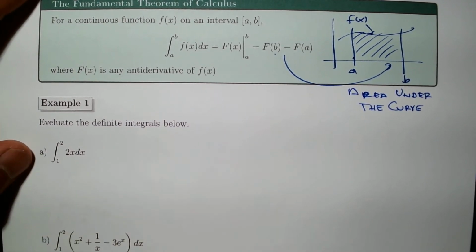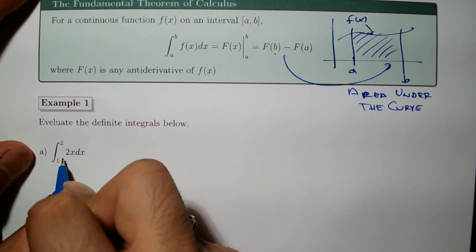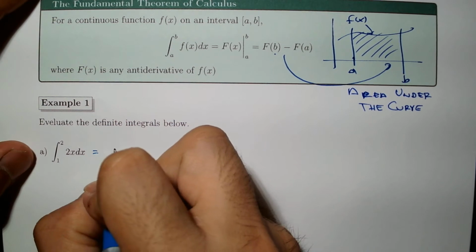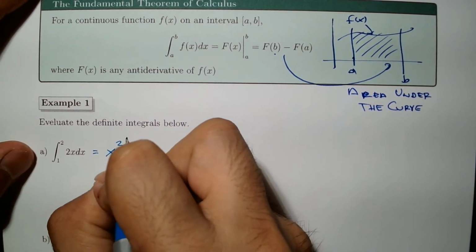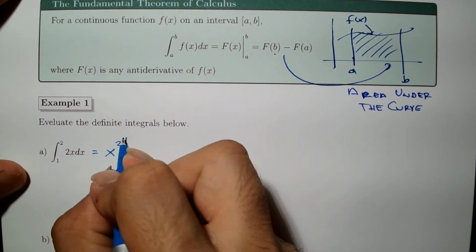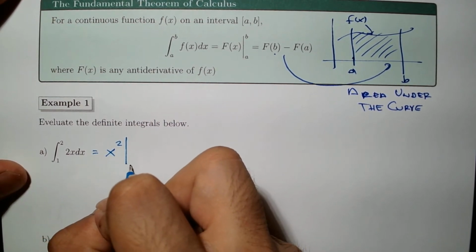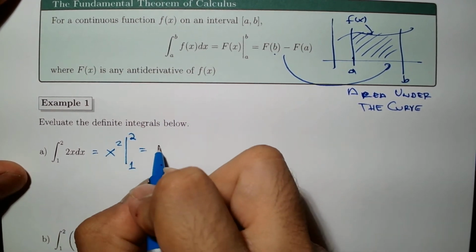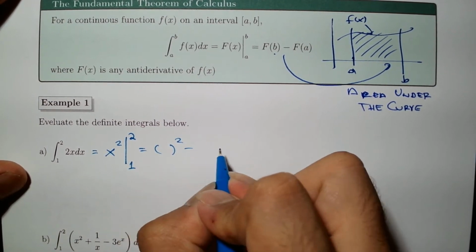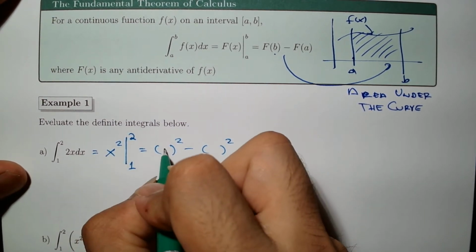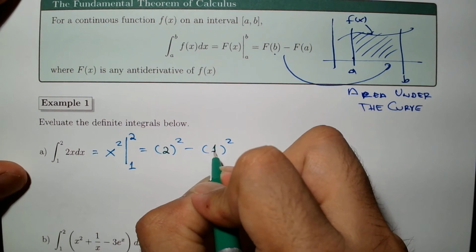Okay, so the integral of 2x, well, 2x is the derivative of x squared. But in this case, we don't put the plus c anymore. We put this little bar and we say that we evaluate it from 1 to 2. So quantity squared minus quantity squared.